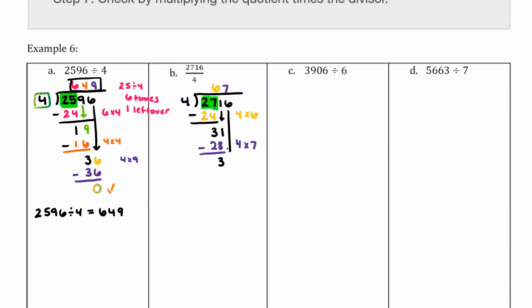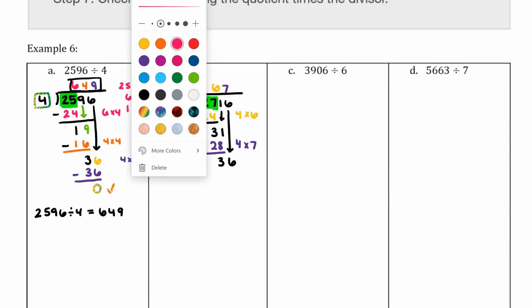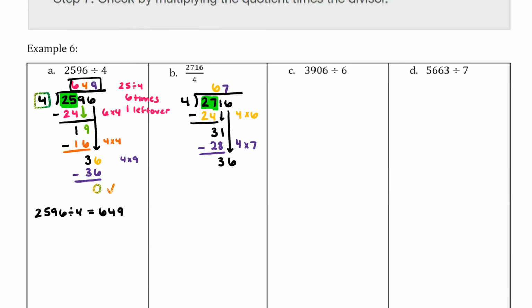I'm going to bring down that last digit, which is a 6. So now, what do I times 4 by to get close to 36? Well, I could do 4 times 9. So I'll put the 9 upstairs, and I'll do 4 times 9, which is 36, and that's what I'm going to subtract. When I subtract those, I get 0, and so I stop because 4 cannot go into 0.